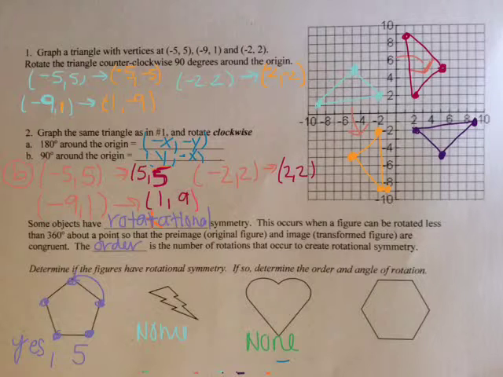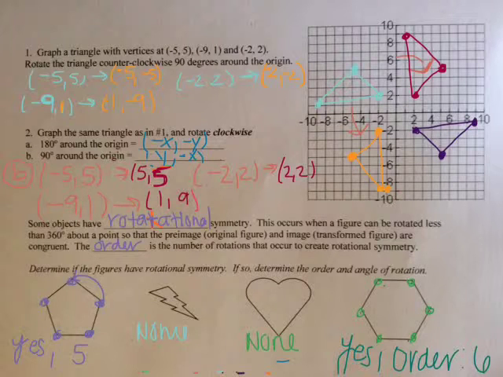And again, we have another regular polygon. So yes, it has rotational symmetry. And the order, how many vertices it has, is 1, 2, 3, 4, 5, 6. So the order is 6. And there you go. There are your notes.